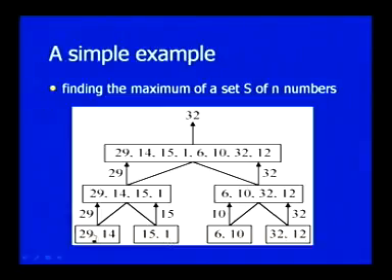So, I am finding the maximum here and I am passing it up. So, 29 is the maximum here, 15 here. Then I am comparing 29 with 15. So, that is coming here. Similarly, here you can see very well your maximum is percolating up. Then I am comparing your 29 with 32 to give the resultant.